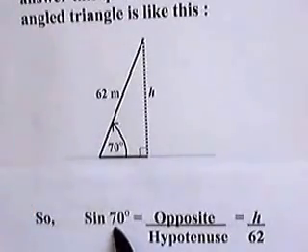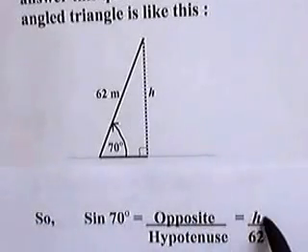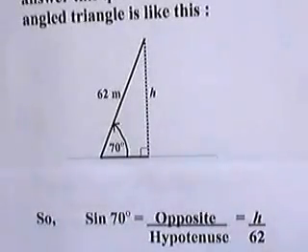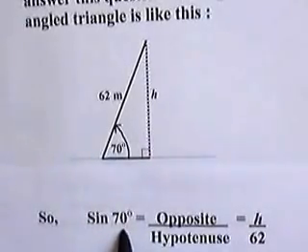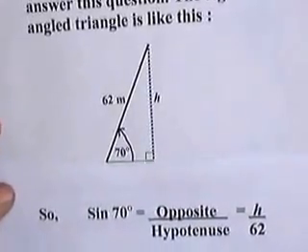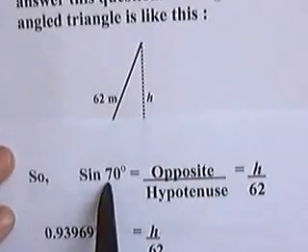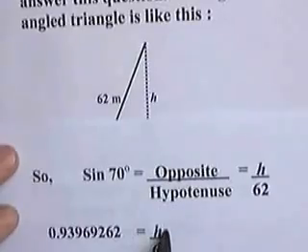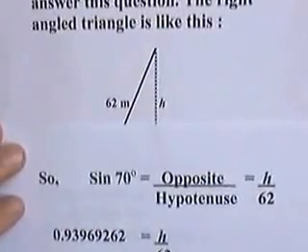Okay. We can say that the sine of 70 degrees is opposite divided by hypotenuse. Well, the opposite is h. We called it h. We could have called it any letter, but I called it h for height, divided by 62. Well, when we take the sine of 70 degrees, we will get a long decimal. So we end up with this equation. This long decimal is the sine of 70 degrees, and this long decimal must equal h divided by 62.